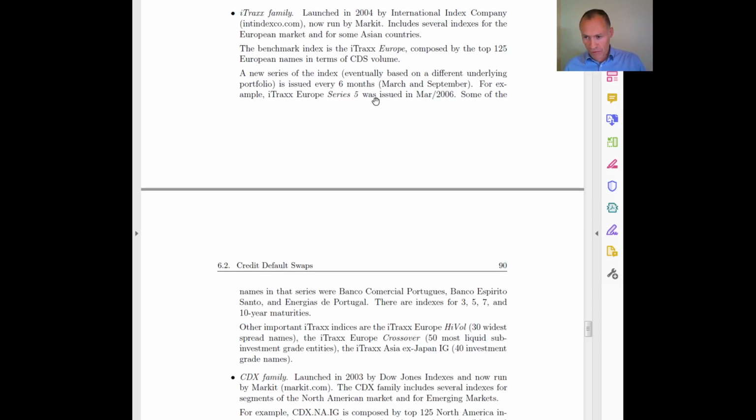For example, this was one series that was created, Series 5, in 2006. You had there some Portuguese companies, and for sure, some of these companies are no longer in the index today. So again, at each point in time, you have one issue of the index that is the most current one, the one that is more heavily traded, but you still have a few iTraxx Europe series that are still alive, that were created some periods ago.